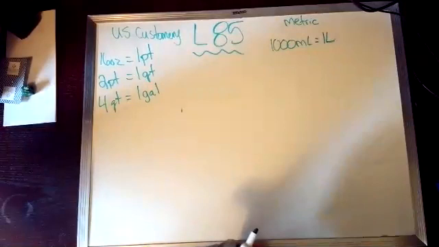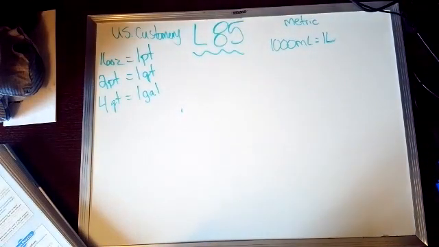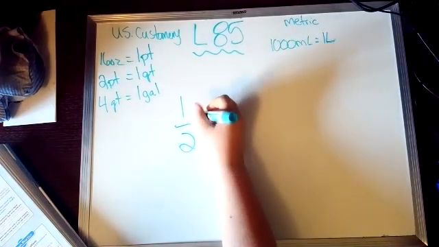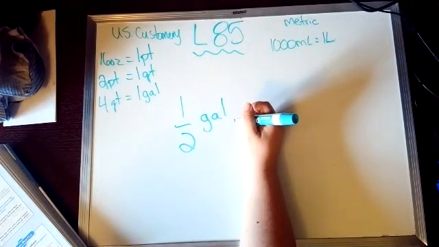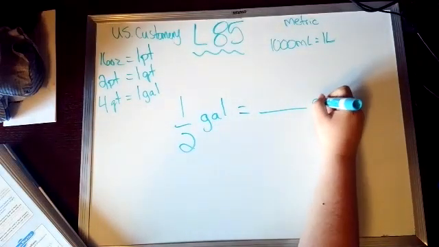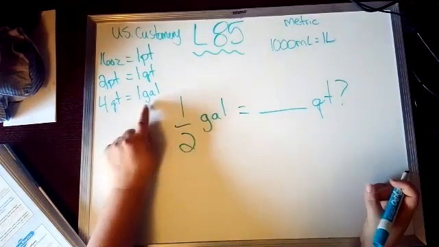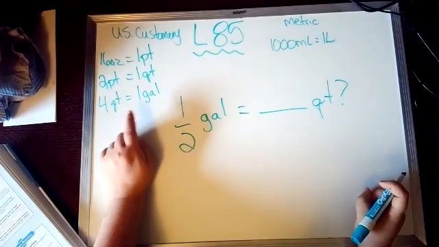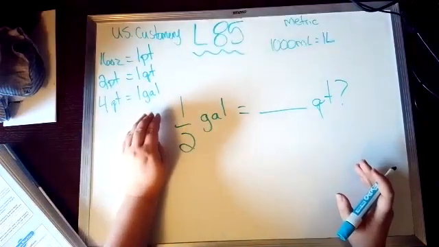Let's take a look at another one. A half gallon of milk is how many quarts of milk? So if I have a half gallon, a half gallon is how many quarts? So again, we're looking for how many quarts of milk. Okay, so again, I need to do a couple of different things here. Now this is nice because 1 gallon goes to 4 quarts. So I don't have to do 2 steps. I only really have to do 1.